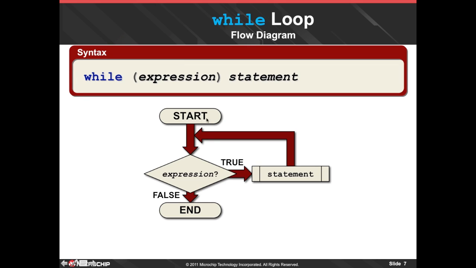So let's look at this while loop flow chart. So we start, expression gets evaluated. If it's true, execute the statement, go back to the top, evaluate the expression. If it's true, execute the statement, and here's our loop. As soon as we're false, we're out.